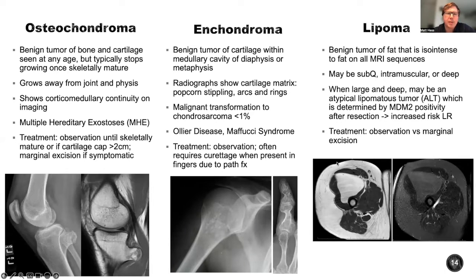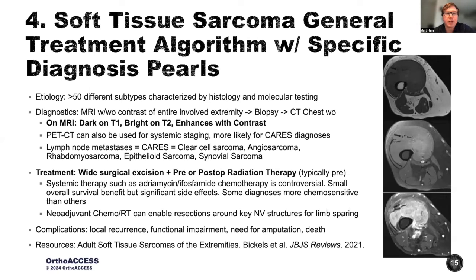When they're large and deep, they may be an atypical lipomatous tumor, also called an ALT. That's determined after the resection or biopsy showing MDM2 positivity, and that just increases the risk of local recurrence. But in general, you can just lump these in and call them lipomatous tumors because they are isointense to fat on all pulse sequences on MRI. Here's the T2 showing that, again, the fat is isointense to the subcutaneous fat. Typically observation versus marginal excision, as mentioned before. As far as soft tissue sarcomas, the general treatment algorithm, and some specific diagnosis pearls.